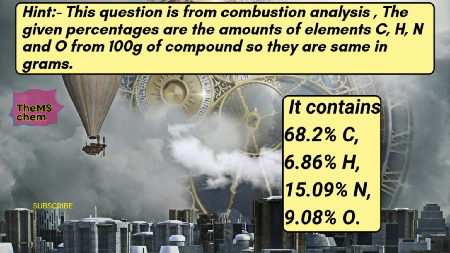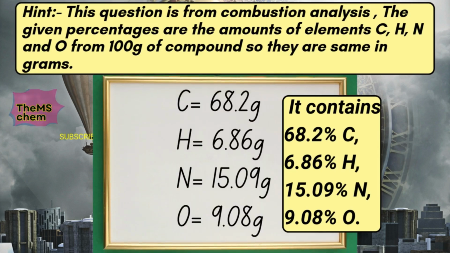As this question is from combustion analysis, we have been given the percentages of the elements carbon, hydrogen, nitrogen and oxygen, and we know that percentages are the amounts of different elements in 100 grams of the compound. So the given percentages are actually the number of grams: carbon is 68.2 grams, hydrogen is 6.86 grams, nitrogen is 15.09 grams and oxygen is 9.08 grams.